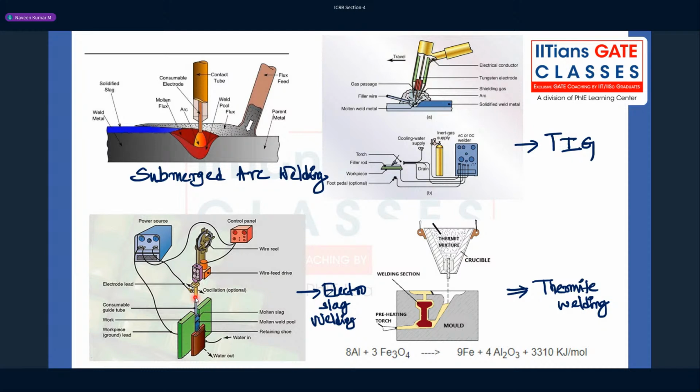You keep on going up, up, up. The shoe will protect the weld pool so it does not spill outside. That's it. This is called molten slag. So this is called electroslag welding.